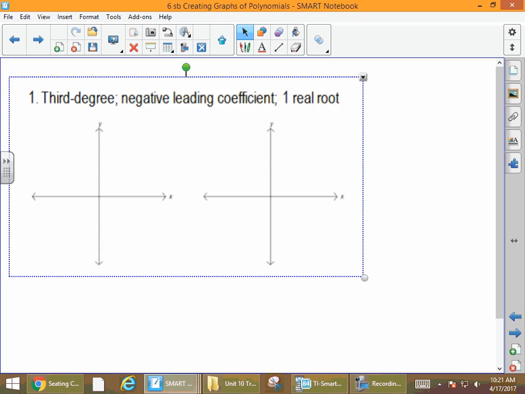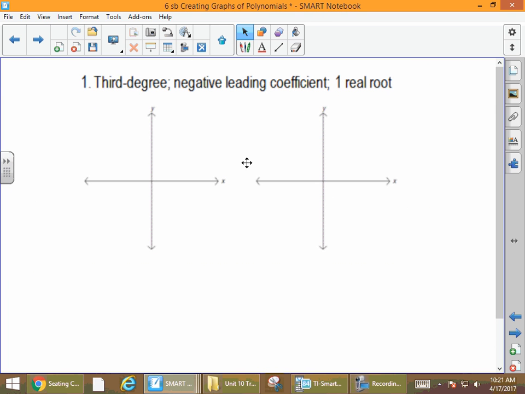We've got a third degree polynomial. We have a negative leading coefficient, and we have one real root. So before spring break, what we talked about is one way that we can identify that something has a negative coefficient is the end behavior to the right of the graph. And so the end behavior to the right of the graph, if it's a negative leading coefficient, means that our end behavior is going to be going towards negative infinity. So people in class can see me pointing downward towards the floor.